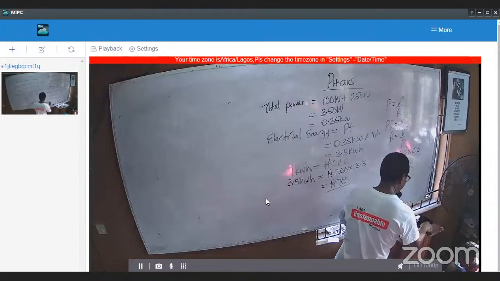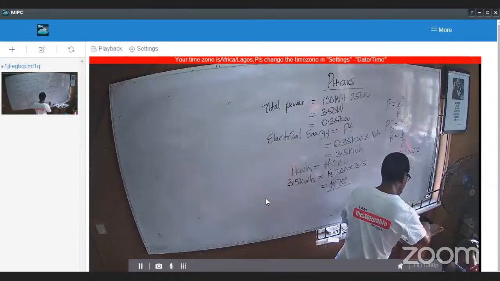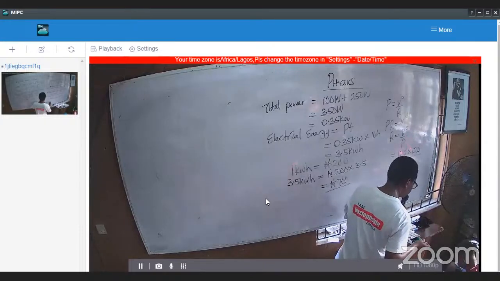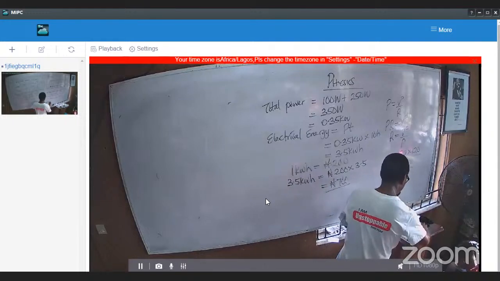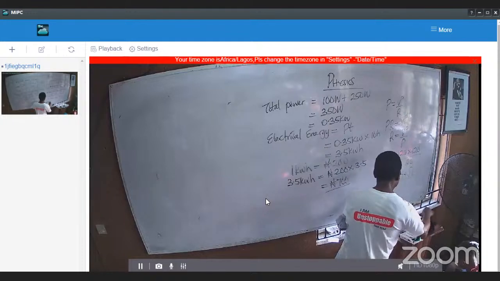Class, do you know the function of a fuse? What is the function of a fuse? Electric shock or load? Is that what a fuse is all about? It prevents what? Excess current. It limits the amount of current flowing.